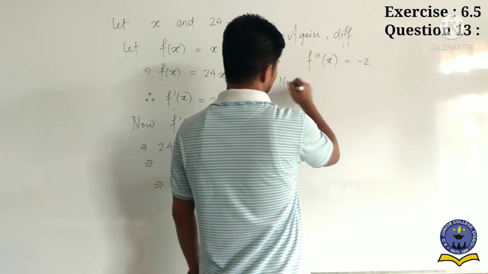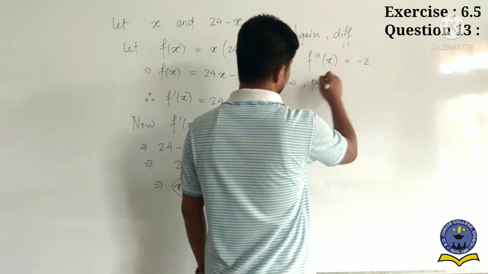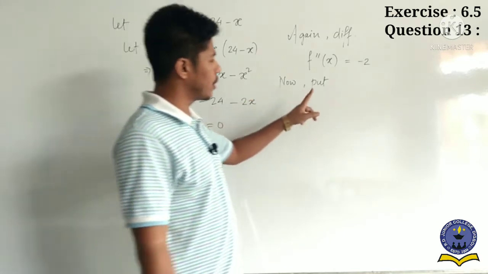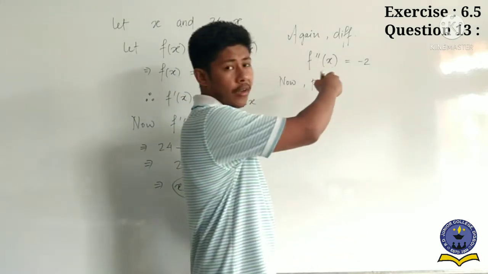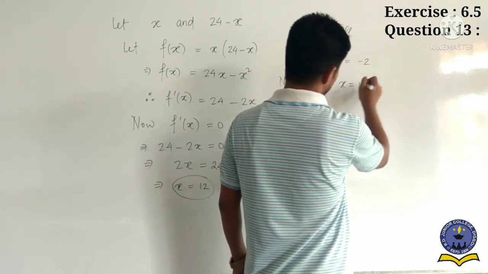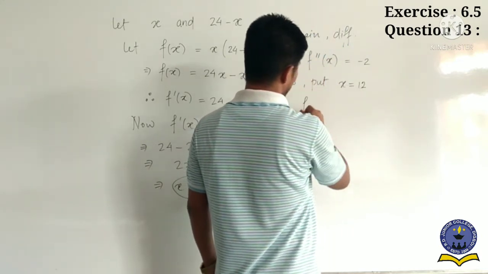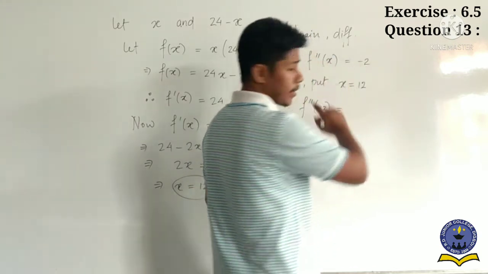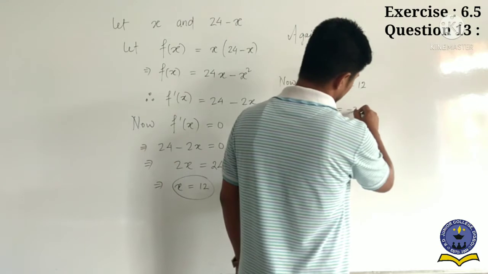Now what you have to do, put the critical point. The critical point we get is x, so that's the x value we have to put here. So put x equals 12. Therefore, f double dash of 12 equals, now there is no x, so simply we get here minus 2.